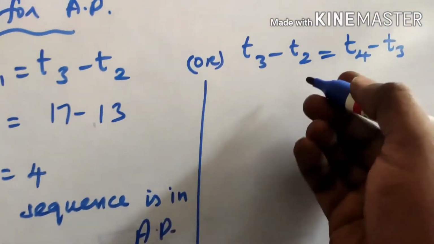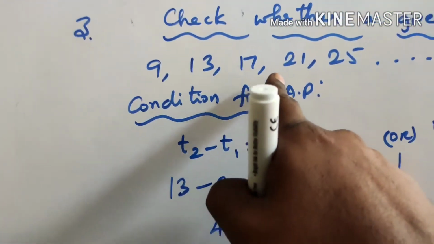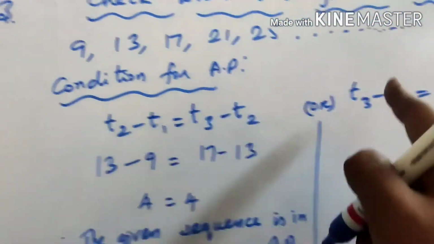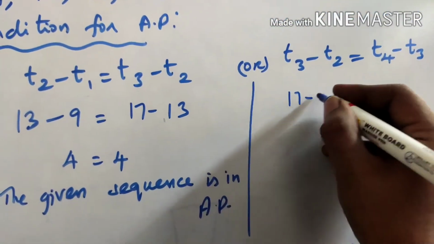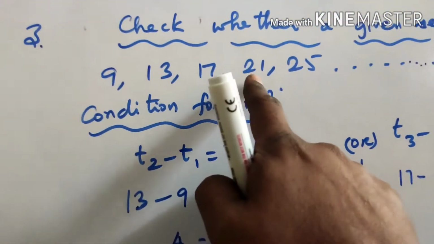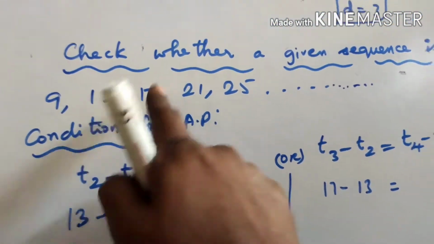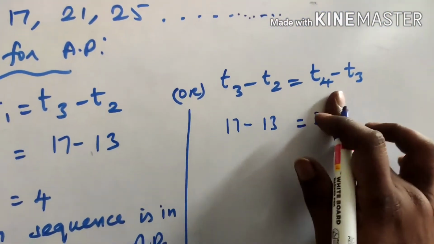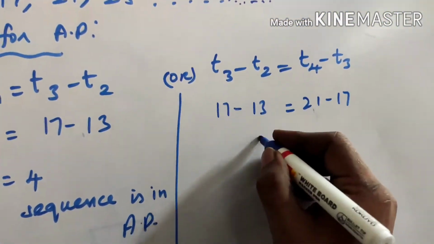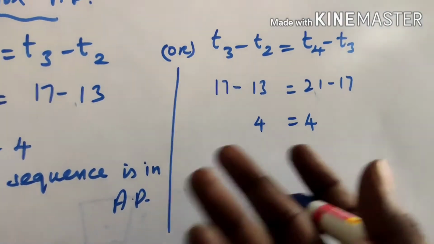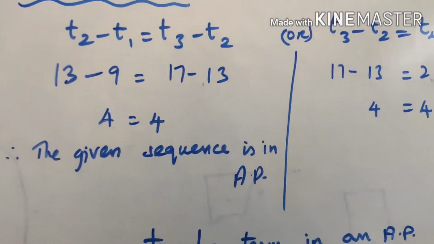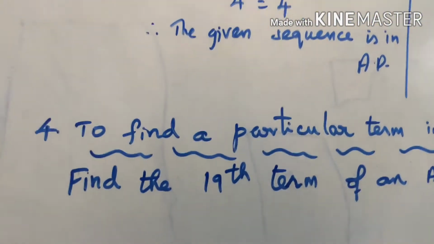Okay, if you do the same, see here, what is T3? 17 minus T2, 13. 17 minus 13 equal to T4, 21 minus 17. 21 minus 17, you get 4 equal to 4. So the same answer you are getting. Okay, right.